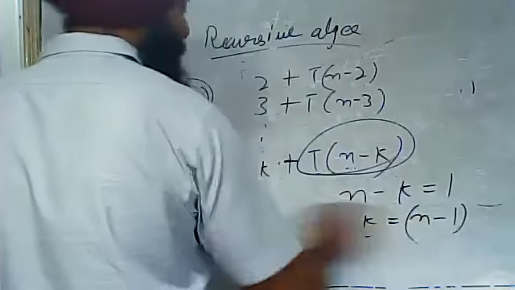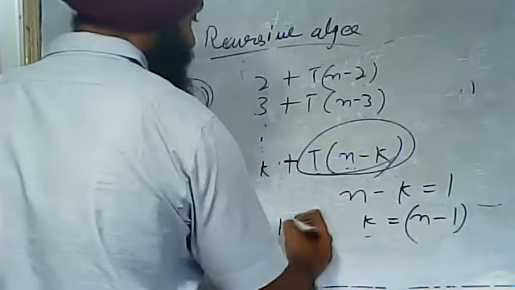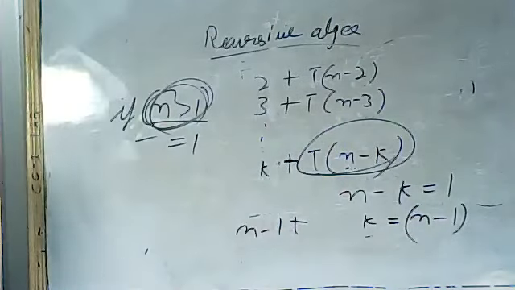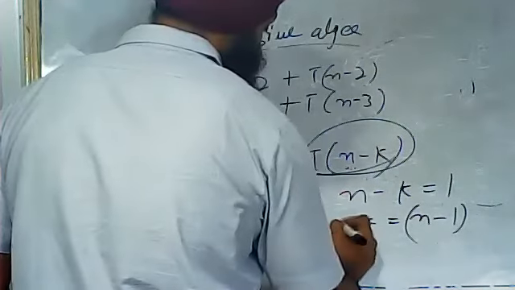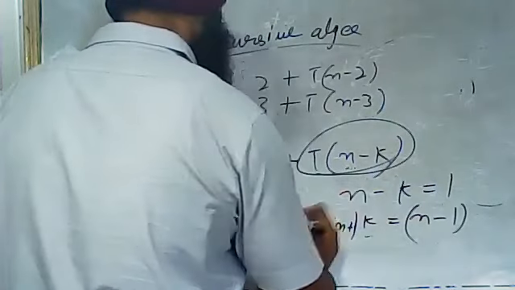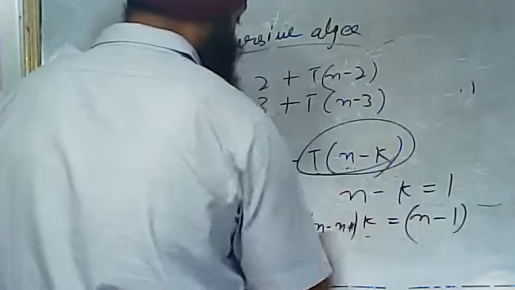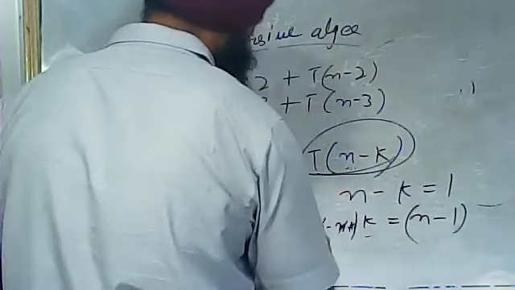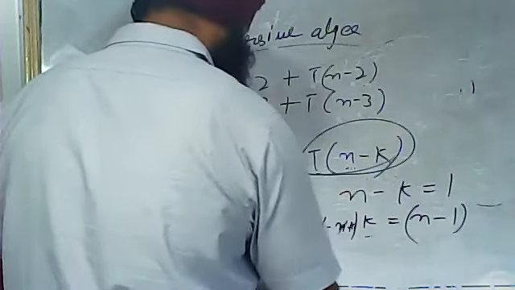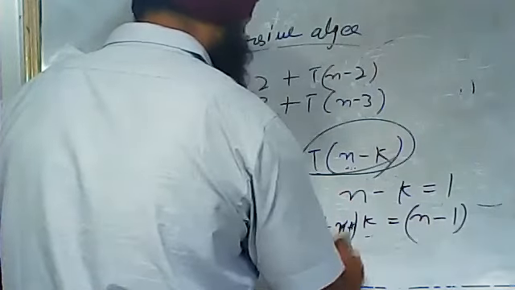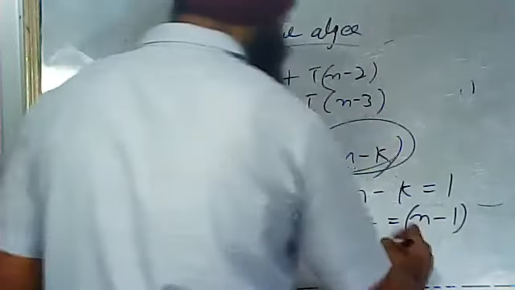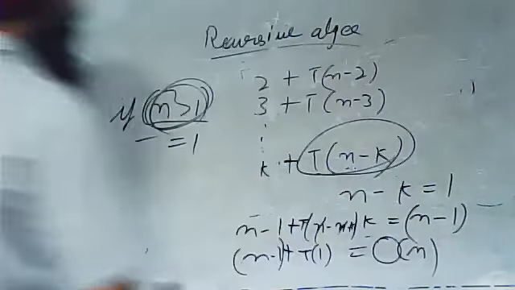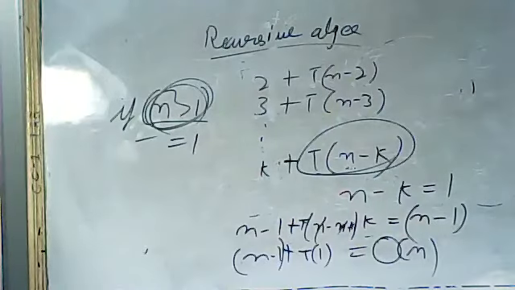Now we can substitute the value of k. So k will become n minus 1 plus 1. So Tn, the time taken, will become 1 only, because n and n will get cancelled here. So this will be 1 time, that is constant time, and n minus 1 time. Out of all these terms, n is the greatest term. So n will be the complexity of this recursive function.